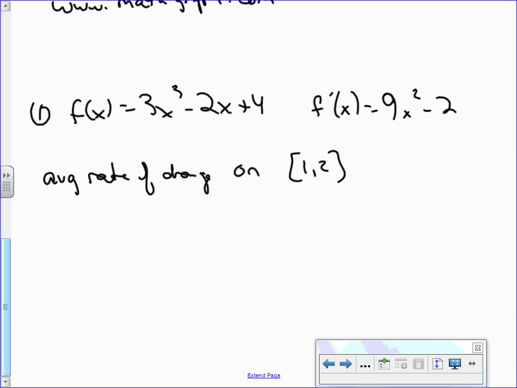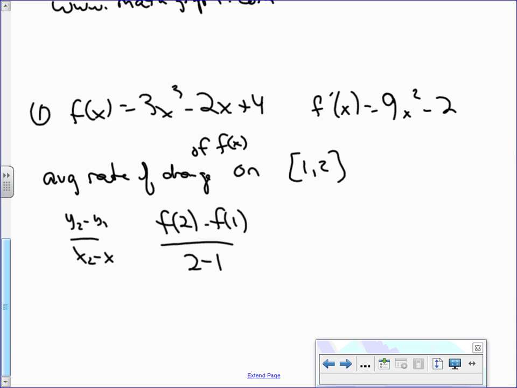Here's the function, here's its derivative, and I want the average rate of change of the function. So when I ask you for average rate of change, do I want you to take a derivative? No, no derivative, just slope. So you need basically y2 minus y1 over x2 minus x1. And in this case, that's f of 2 minus f of 1 over 2 minus 1.